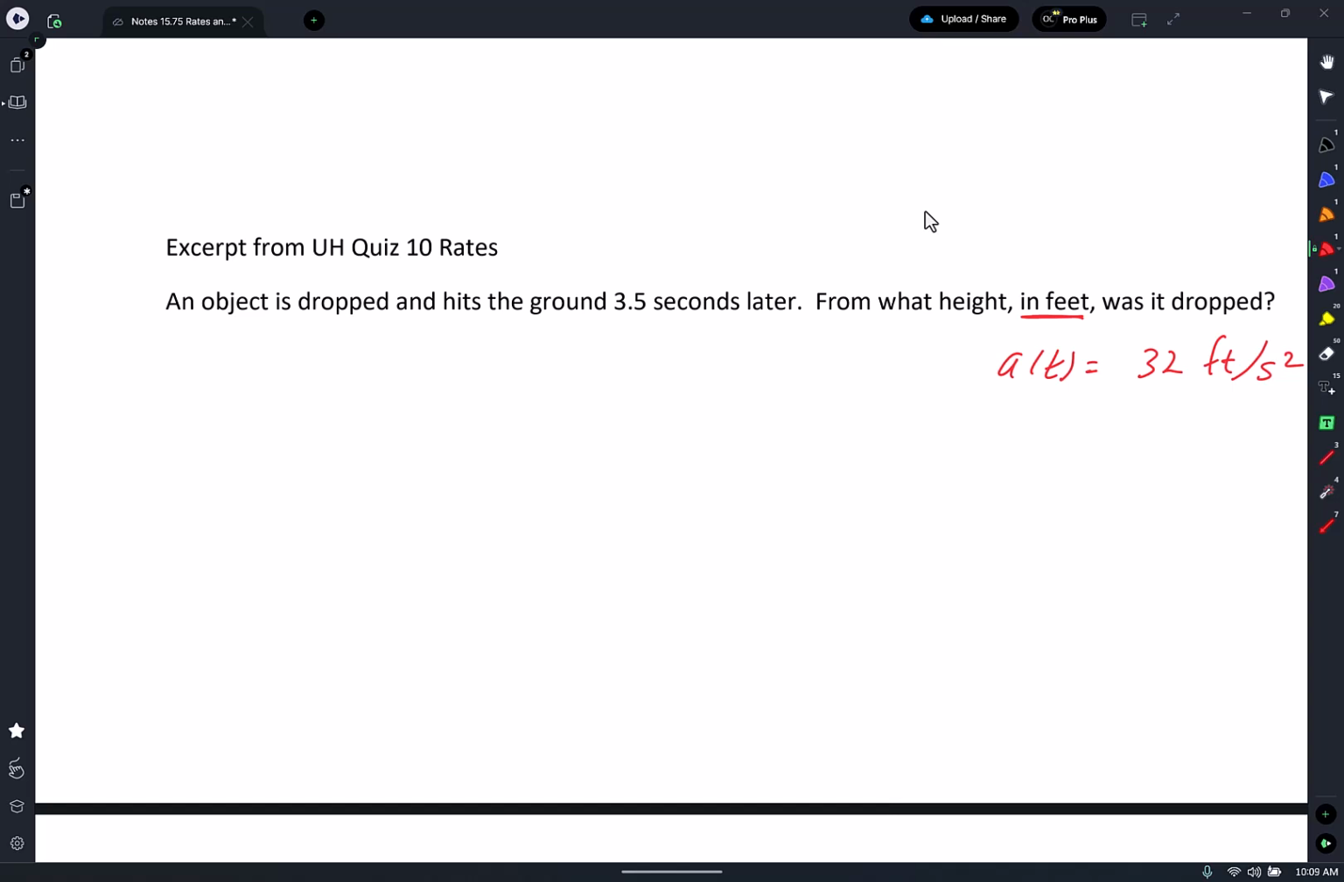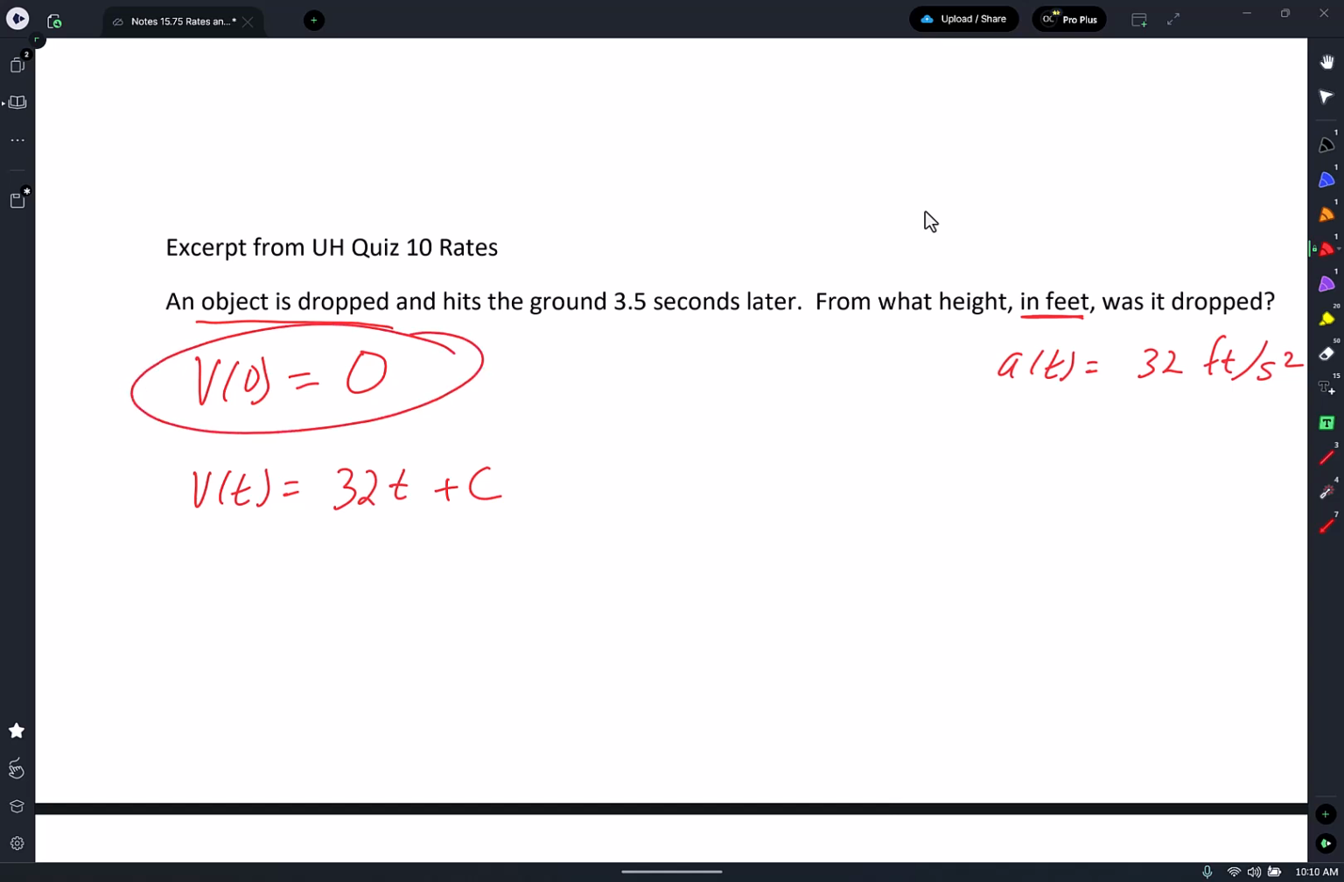Okay. If an object is dropped, the initial velocity is 0. So I'm going to take the antiderivative of acceleration to get velocity. So I'm going to write v of t equals 32t plus c. But since the velocity is 0 at time 0, I'll show it: 0 equals 32 times 0 plus c, so c equals 0. Does that make sense, guys?